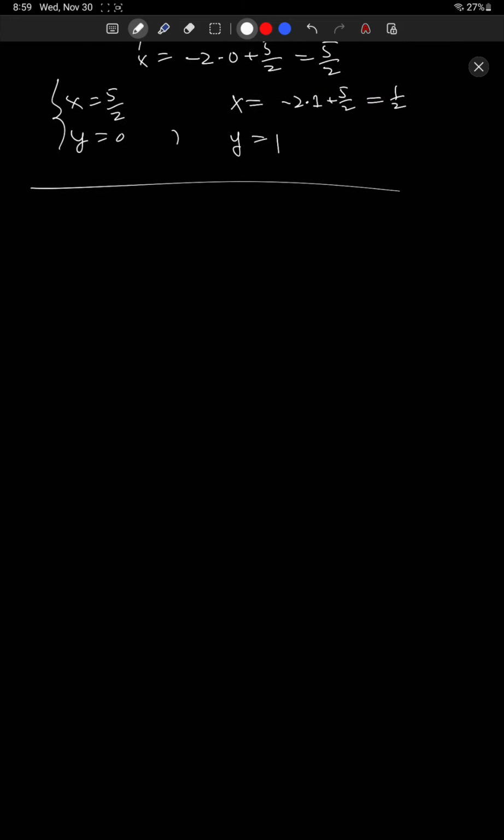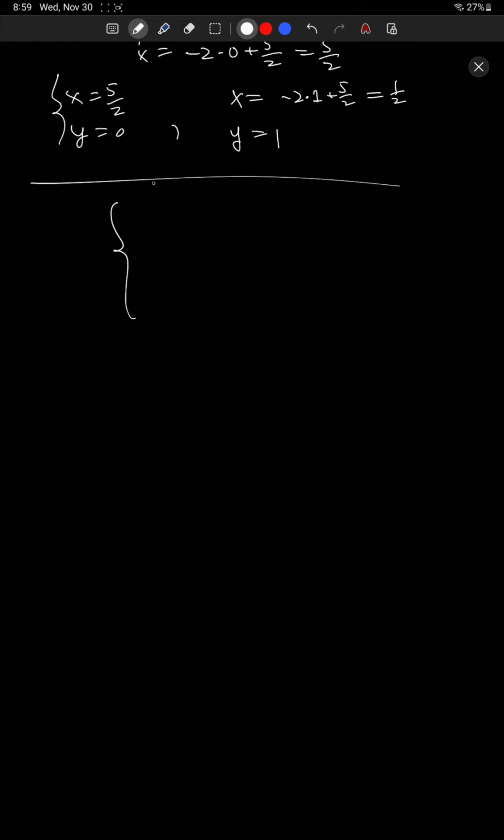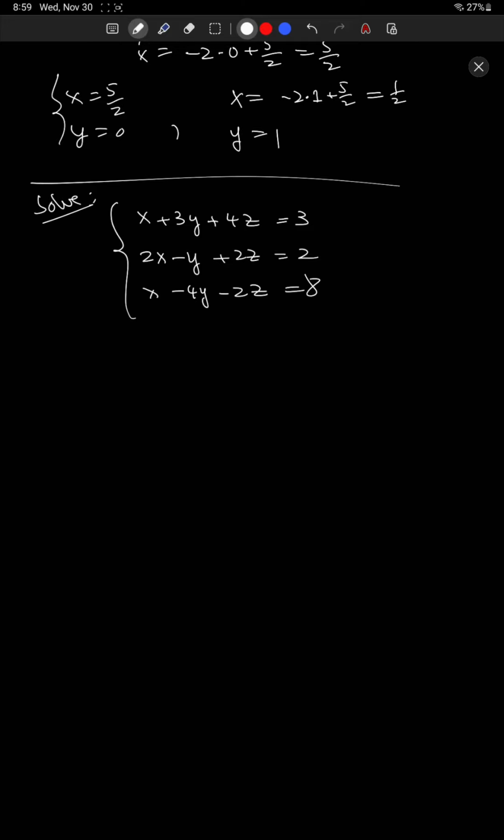Okay. So maybe a good exercise for you right now is to do this except with three variables: x plus 3y plus 4z equals 3, 2x minus y plus 2z equals 2, and x minus 4y minus 2z equals 8. Solve this. And again, we use the procedure that we learned last time, and then we're going to hit a complication. And that complication, depending on what it looks like, determines how many solutions this has. But before we do that, let me explain what we're doing here.